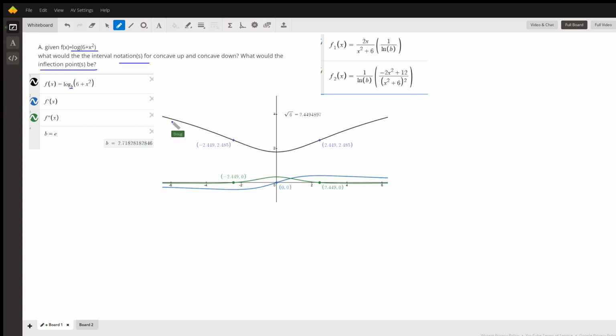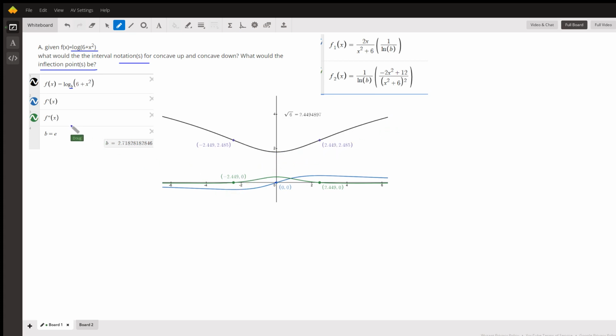Okay, so this black graph is the graph of the function. The blue graph is the first derivative. Notice that the first derivative changes sign when x is 0. It goes from negative to positive, and this function goes from decreasing to increasing at 0.